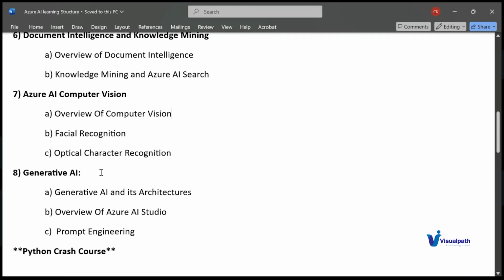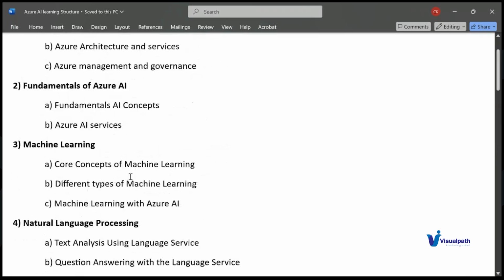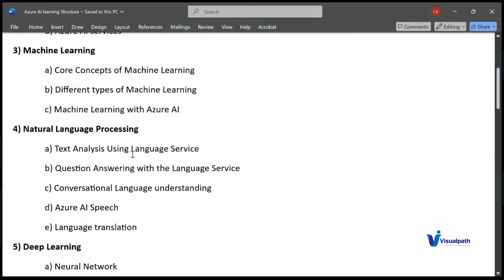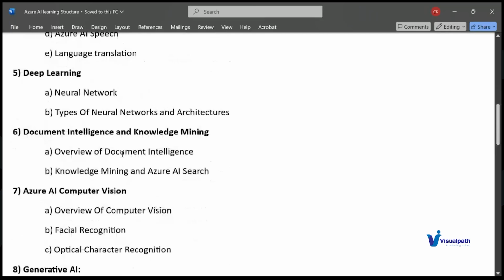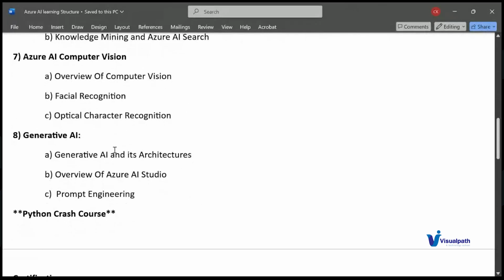Okay. So there are a total of 8 chapters. So basically to cover all these chapters, mainly machine learning, natural language processing, and then we have deep learning, and then document intelligence, computer vision, generative AI, for all this we require at least basic Python knowledge. Okay, so few people are coming from a non-technical background, and few people are coming from a technical background, so it's a mix of both.